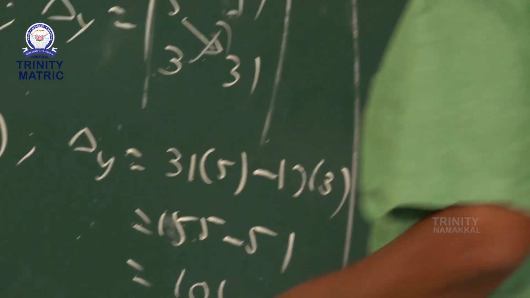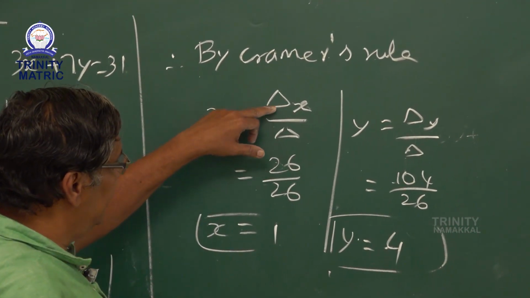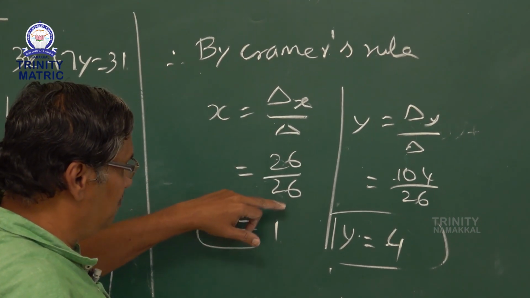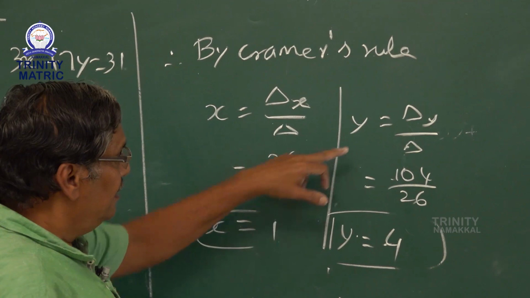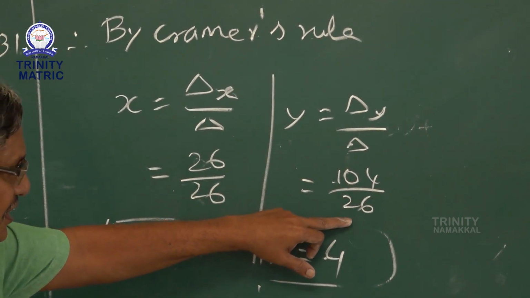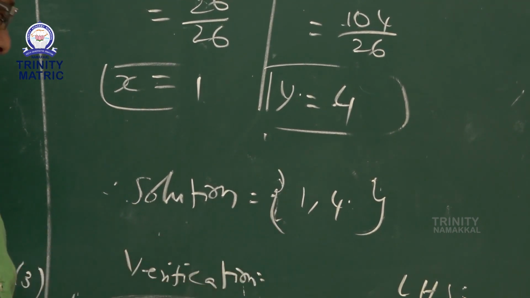Then we have to apply Cramer's rule. How will we solve it? x is equal to del x by del. That is 26 by 26. A number divided by the same number will get 1. Likewise, y. What is that? Del y by del. 104 by 26, 4. So what is the solution set? 1 and 4. Verify yourself.